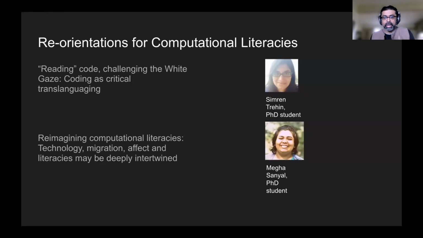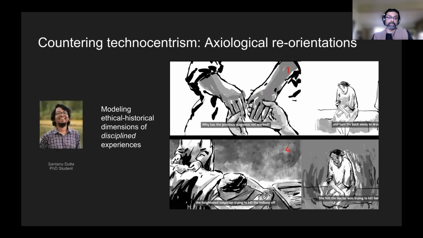And then Simran Trehin and Megha Sanyal, PhD students in the lab now, are really advancing that work and taking that work forward. Simran is a scholar of reading and literacy, and she is focusing on how reading code can challenge the white gaze and what it means to read code as a form of engaging with code critically, right? And centering moral dimensions. Megha is investigating how technology, migration, and affect and literacy have historically been fundamentally intertwined. So perhaps what we're calling computational literacies itself might need to change.